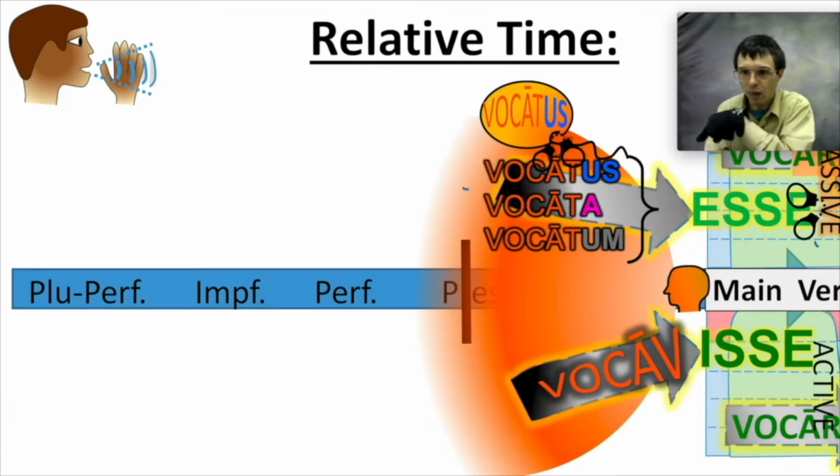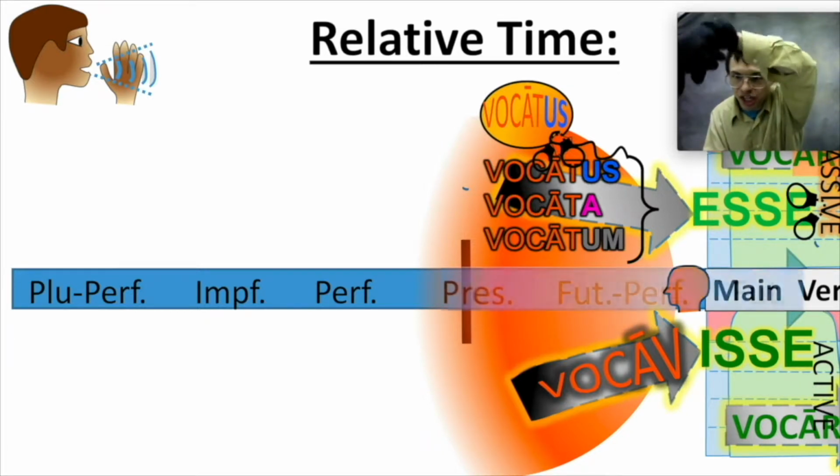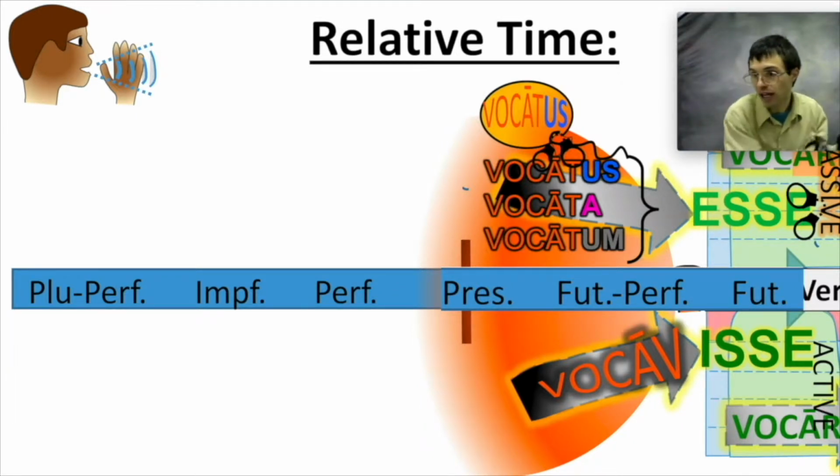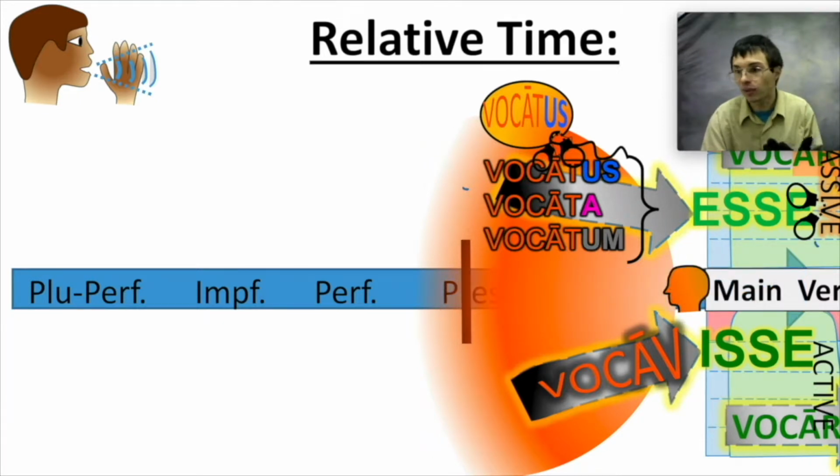We've got vocavisse and vocatus esse. They are past tense, right? But look where they're sitting. They're sitting over top of the future perfect, to the right of the present, farther into the future than the present. So sometimes vocavisse could describe a future event. Like, I will someday want to have seen Paris.